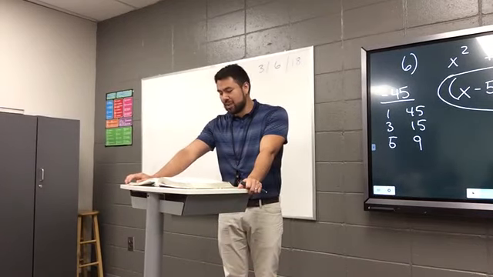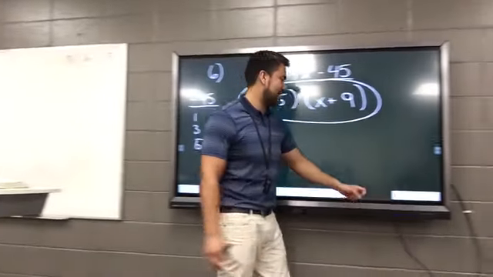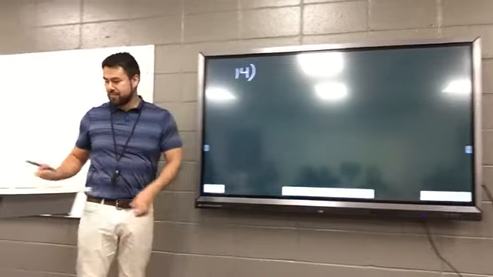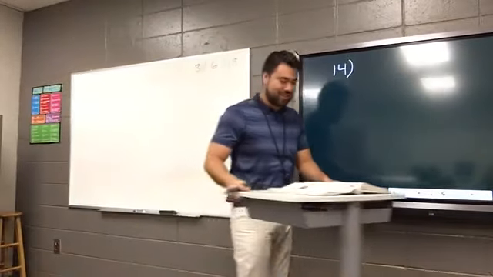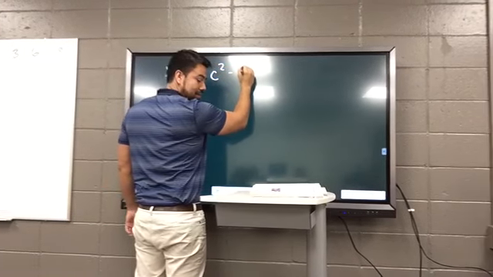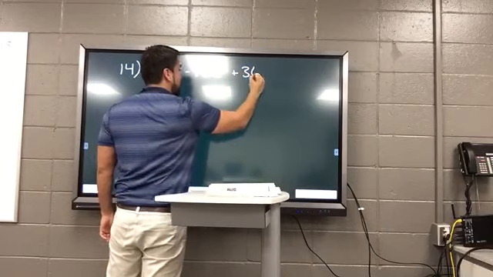Okay, you guys are doing too well on this, so I'm going to give you a tough one. Number 14. This is not that bad, but this afternoon, you will see that it gets a little bit tougher. c squared minus 13c plus 36.